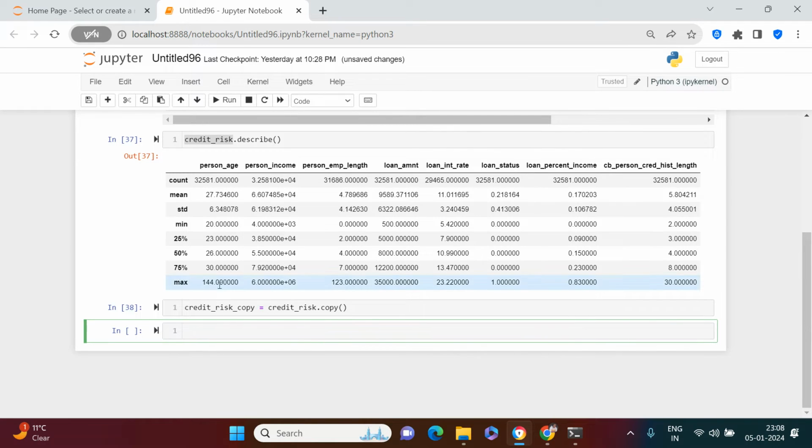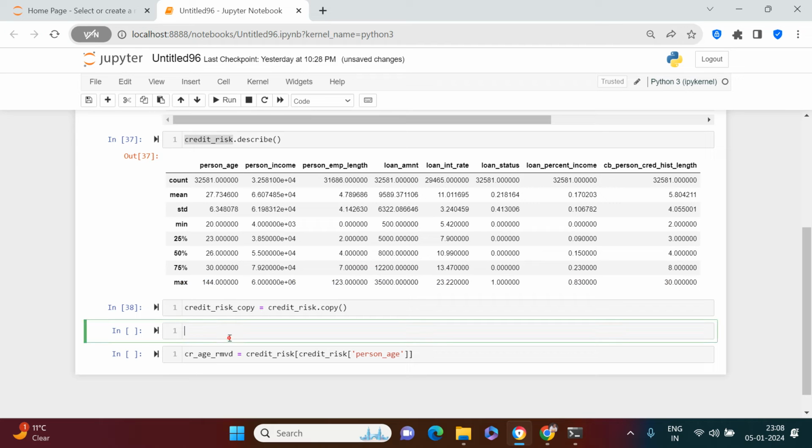Now the next thing we are going to do is delete this part. So I'm going to make a new dataframe, credit risk age removed, equals credit risk where person age. My thought is that anyone who is greater than 90 years old, I'm going to delete. So let's analyze that first.